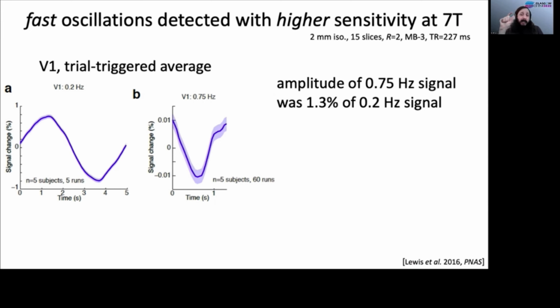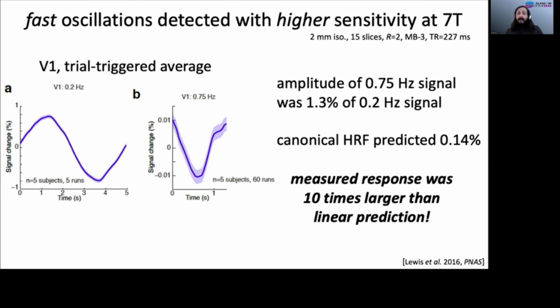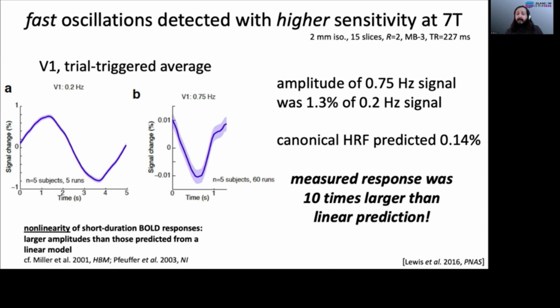The BOLD response to the 0.75 hertz stimulus was tiny, but still detectable, yet it was still 10 times larger than predicted using the canonical hemodynamic response function. So we know that the HRF can be nonlinear when using short duration stimuli, such that larger amplitudes are observed relative to those predicted from a linear model. So there's some potential explanation for this observation.